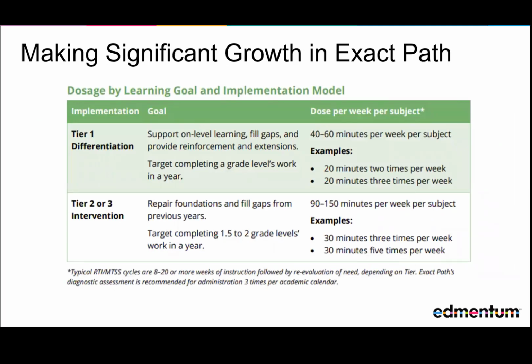We do know that Exact Path can be used in many different ways, tier 1, tier 2, or 3. I showed you the grouping feature, the standards mastery, on, above, or below grade level, but we do have dosage recommendations based upon your goals and implementation models. So you can take a look at these and just know, kind of on average, we like to see 40 to 60 minutes per subject per week. If you want to just kind of keep track, this is the minimum for a tier 1. And then if you can get some more time in for tier 2, tier 3, even better.